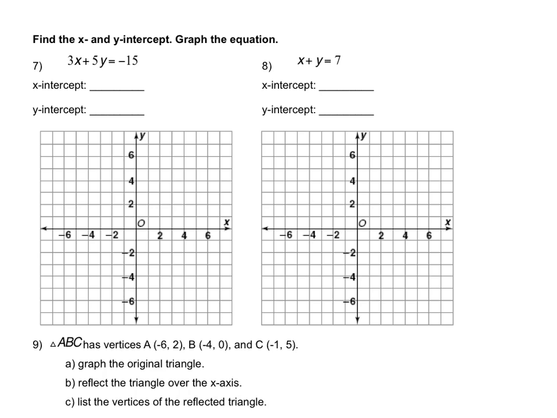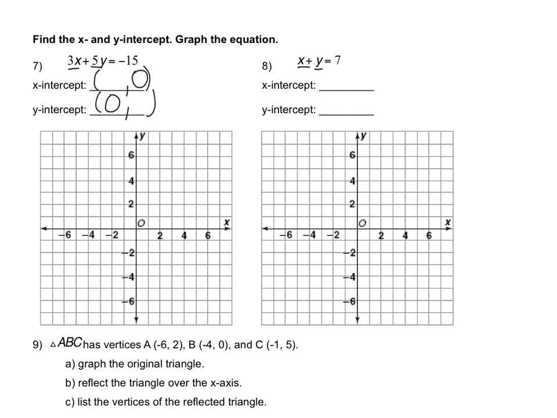For numbers 7 and 8, you're also finding the x and y-intercepts. That's because the x and the y are on the same side of the equal sign, it just lends itself to plugging in 0 for the x and 0 for the y. And so, as I mentioned on the previous slide, the x-intercept is not when the x is 0, but when the y is 0, and the y-intercept is when the x is 0.